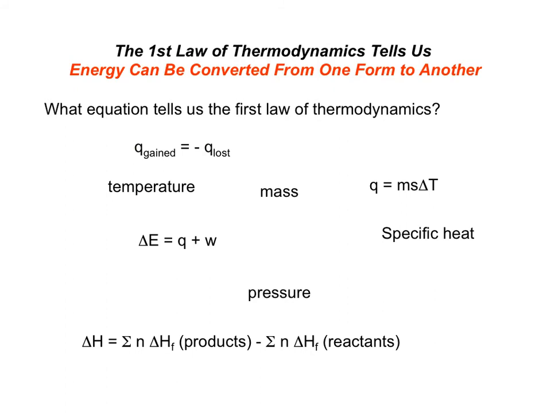As scientists, we want to be able to control how energy can be converted from one form to another, so stop the video and identify the equation which tells us the first law of thermodynamics. And the answer is this one. This equation tells us that the energy inside atoms and molecules, which is called internal energy, can be converted into either heat or work or both.